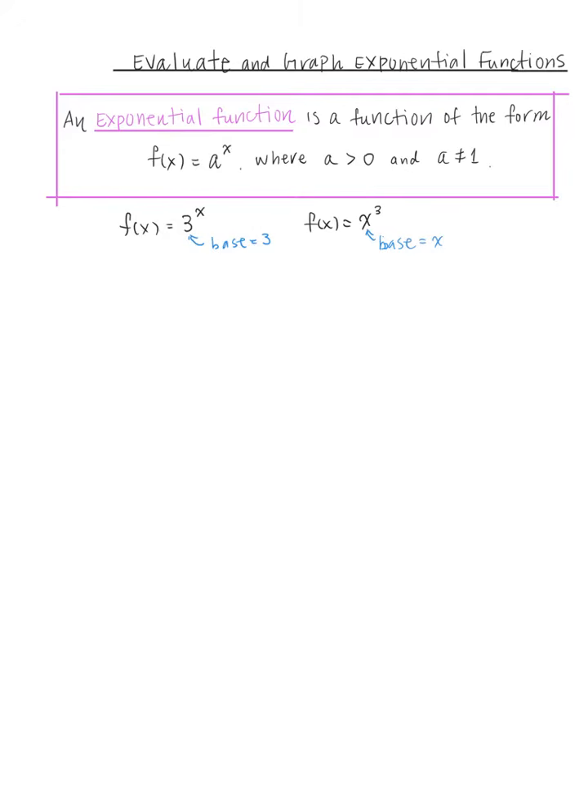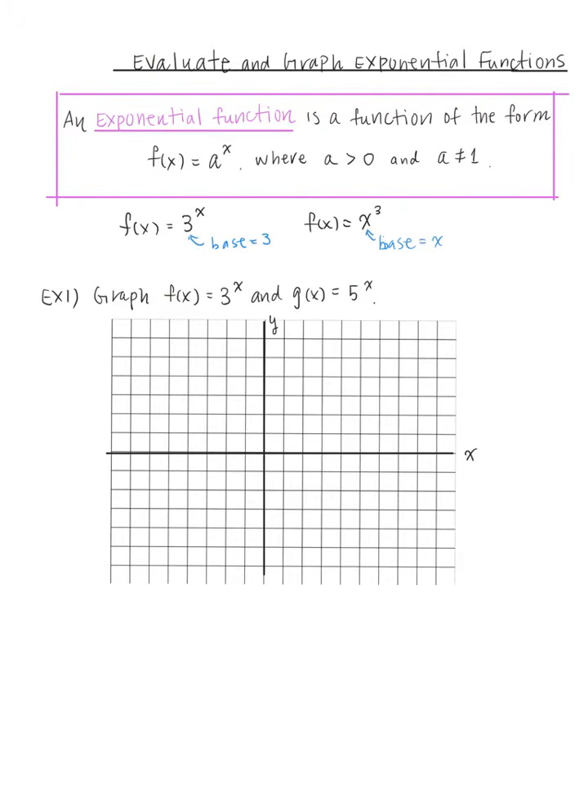The first portion of this section is to learn how to graph the exponential function. So let's get started. Example 1, graph f of x equals 3 to the x and g of x equals 5 to the x. I'm going to make a chart so that we can plot those points. Let me first go with f of x equals 3 to the x. It does not matter what values of x you pick, but make sure you have enough points. I usually plot at least 5. Let's go with -2, -1, 0, 1, 2, and let's throw in another one, 3.